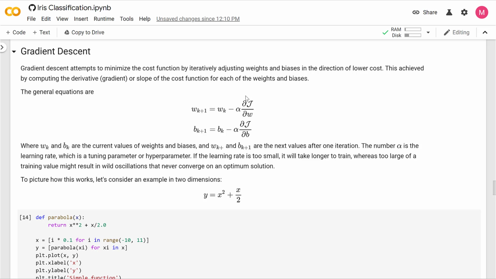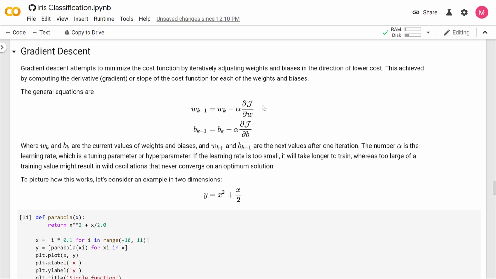And this term has a couple of factors. The first factor is called alpha, which is the learning rate. And the learning rate is a number. It's a hyperparameter. It's a tuning parameter that we'll use to adjust how quickly our model changes. And that number is determined empirically, and we'll look at how we do that in a second.